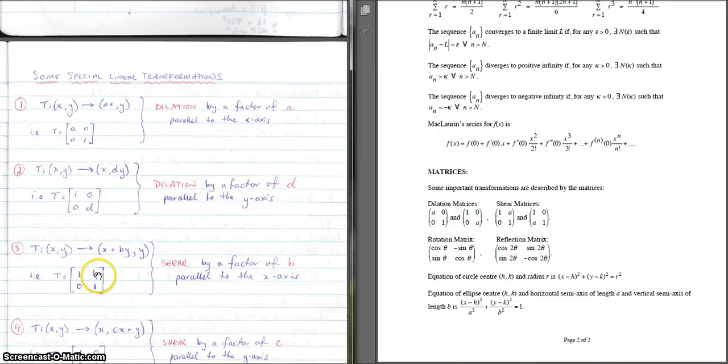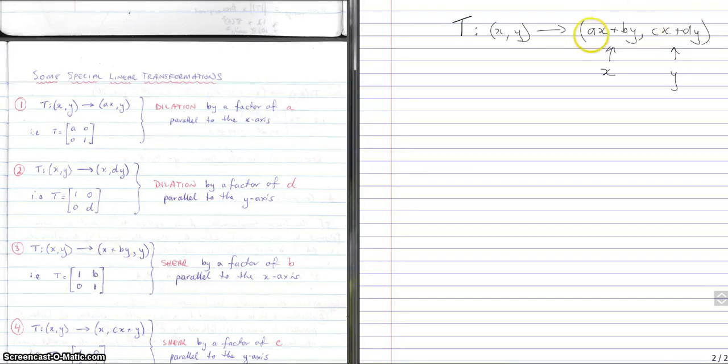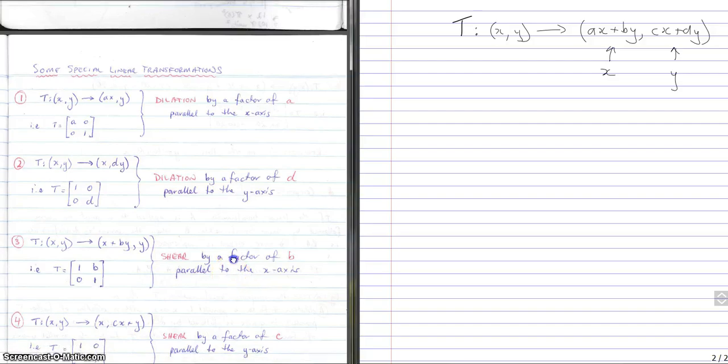And again, I've got it as b because our transformation matrix is written as ax plus by, cx plus dy. So it's just this b part here. X is not 0, it's just x times 1. The a value is 1. So this is a shear by a factor of b parallel to the x-axis.